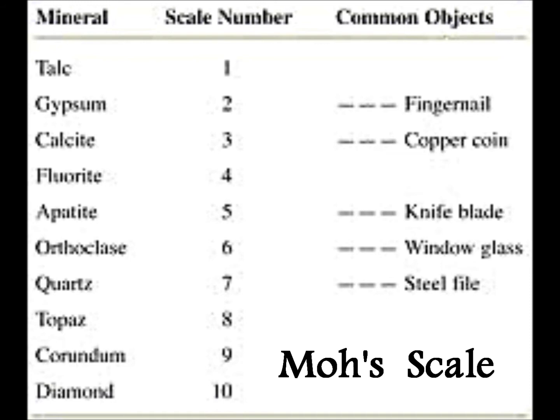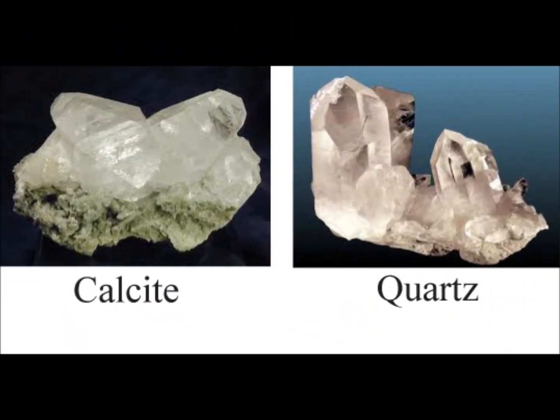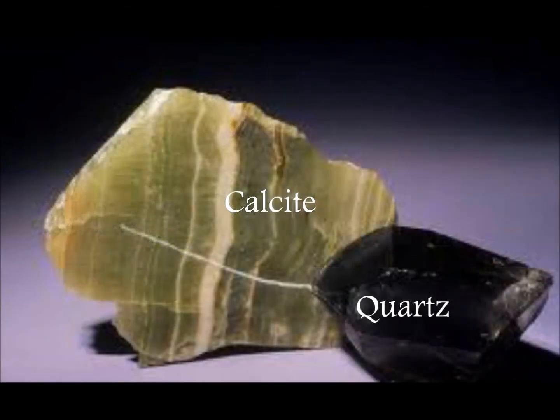So, let's do a quick examination of those two similar looking minerals we had, calcite and quartz. While they may look the same, sometimes, they have vastly different hardnesses. So, we can perform a quick scratch test on them. Quartz will always scratch calcite because it has a hardness of 7 and calcite has a hardness of 3.